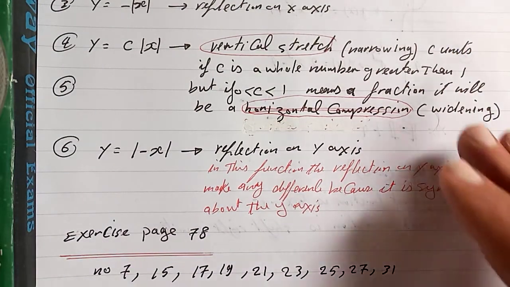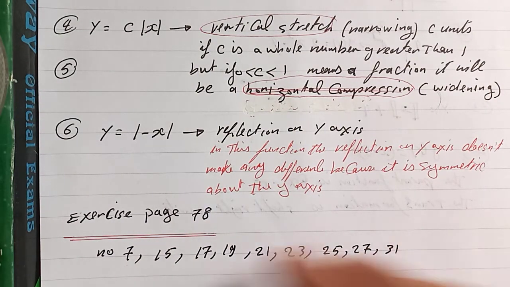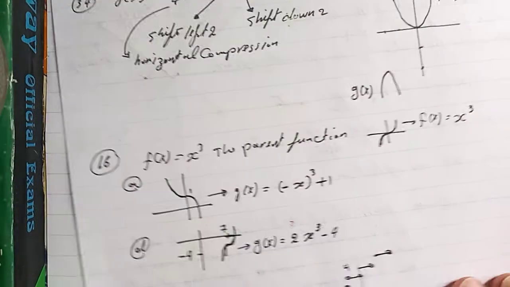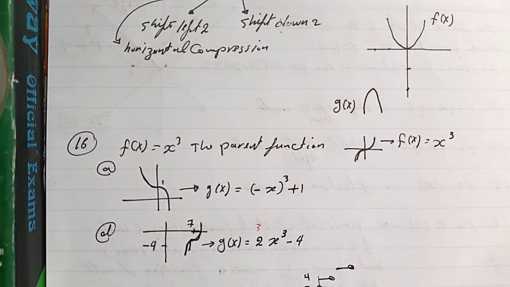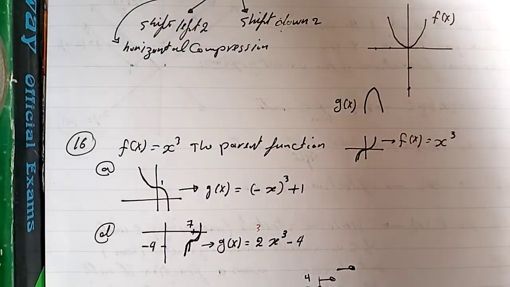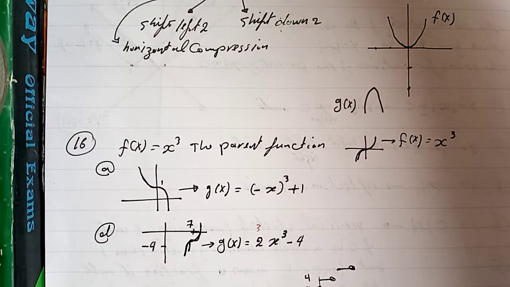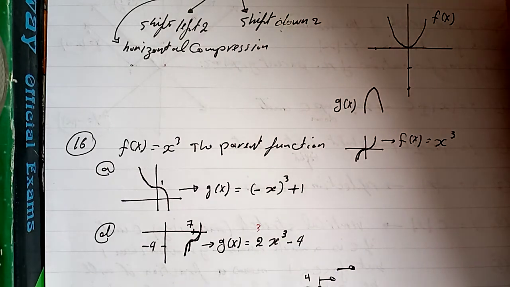In the exercise on page 78, you will do numbers 7, 15, 17, up to 31. I'll take some. In number 34, describe and identify the parent function and describe the sequence of transformations from f to g.